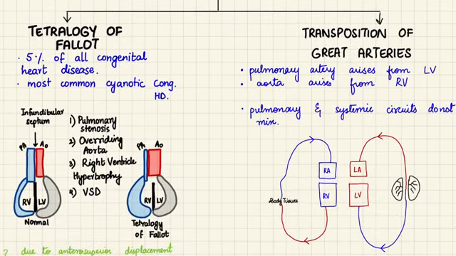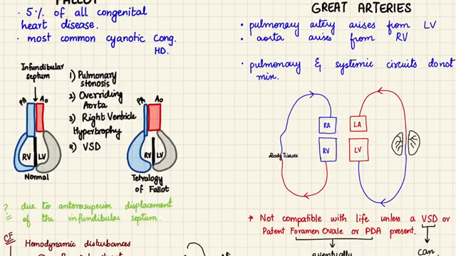Now, this is 5% of all congenital heart diseases and the most common cyanotic congenital heart disease. So, if you see cyanosis shortly after birth, the most common cause for that is this disease. Now, why does this occur?